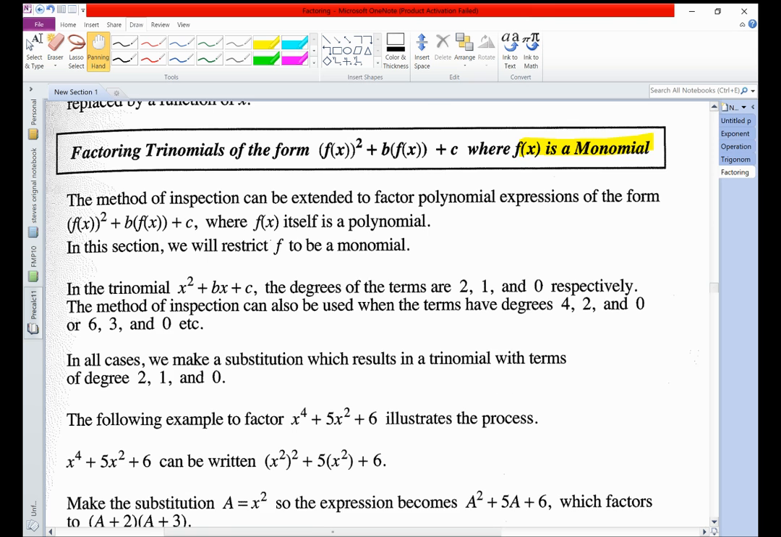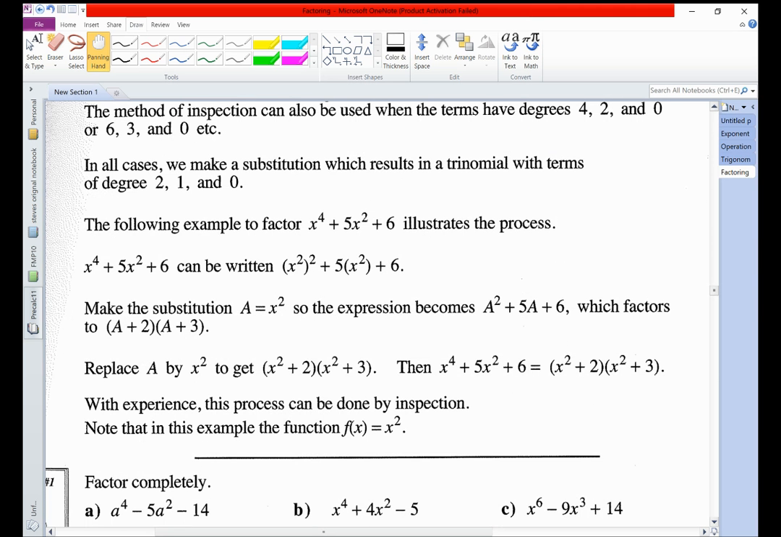I'm going to skip all of this, but I'm going to show you something quickly. You can see in this one right here, we have x to the power of 4 plus 5x squared plus 6. So that breaks our usual mold of x squared plus x plus constant. But you can actually rewrite this x to the power of 4 as x squared all squared, and then group that x squared or put brackets around it.